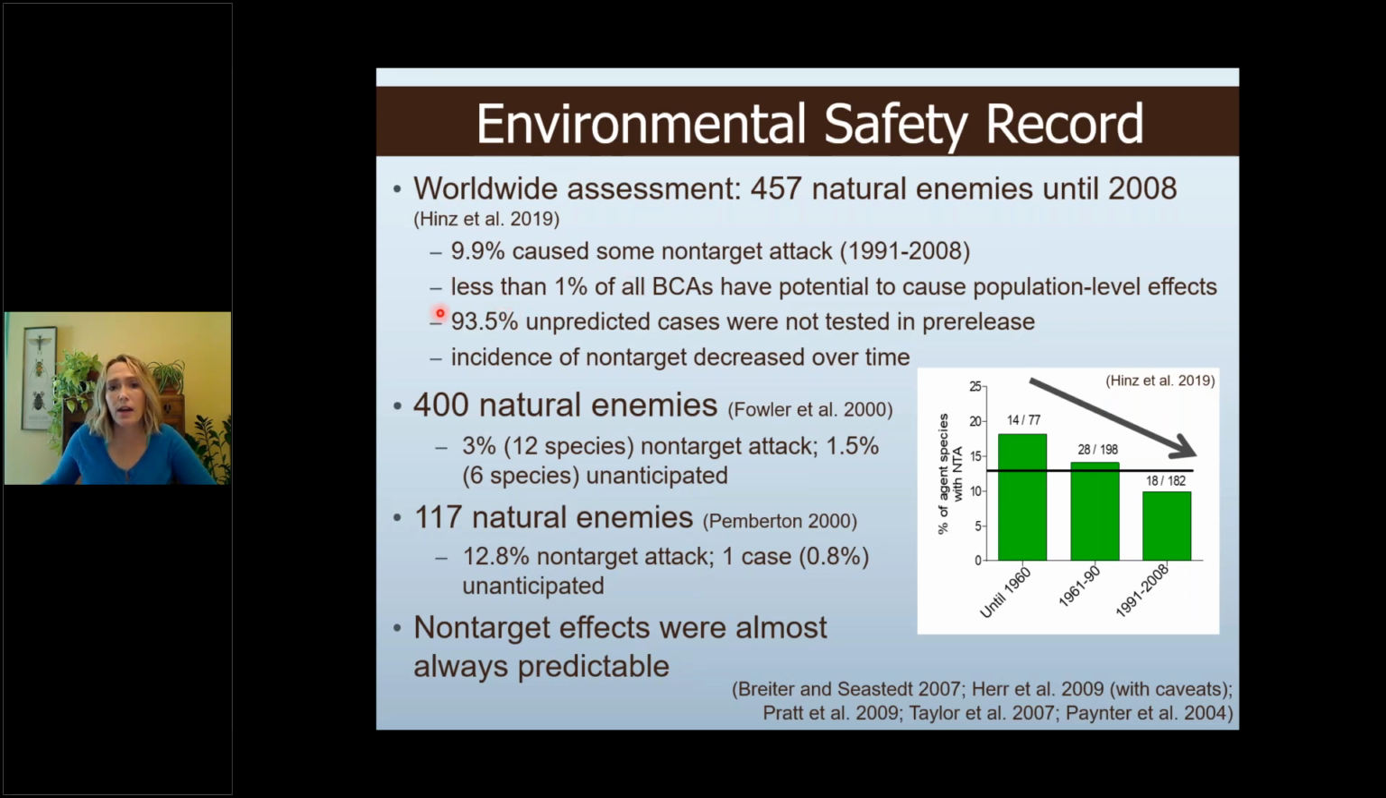They also found that almost all of the ones that were unpredicted was because they weren't tested in pre-release. And as I mentioned, the pre-release studies are just getting better and better. And so we're seeing the incidence of non-targets really decreasing over time. There's a couple of other studies from the 2000s that back all of this up.